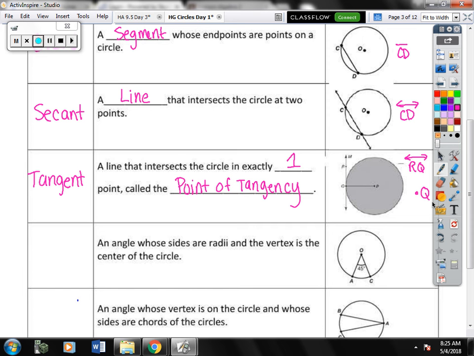Just reviewing some of our notation from the beginning of the year. Something also to notice is that, I think this is a theorem later on, but the tangent and the radius will be perpendicular, so they will create a right angle, so you might want to throw a right angle box in there, right here.